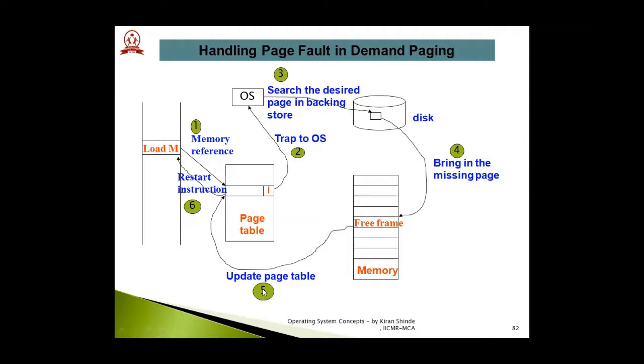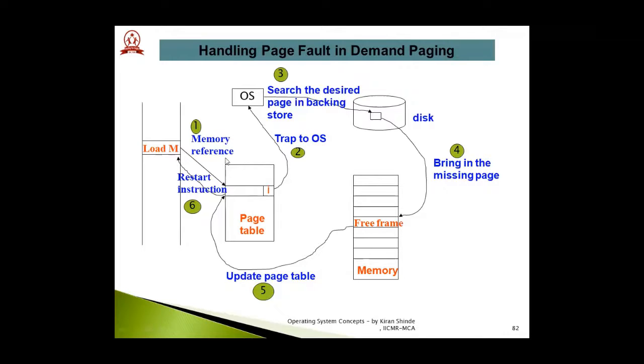In step number 5, whatever frame is found for that particular page, the page table will be updated. Why? Because now this page will be mapped with the available frame. So accordingly, this entry needs to be changed. This bit will change from I to V, that is valid bit. Why? Because at this moment of time, the operating system has searched that page and mapped it with the available free frame. So the page table entry will be updated with this new record, okay? And then this interrupted or halted instruction will start its execution again.